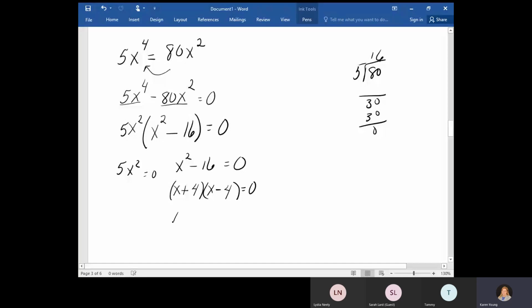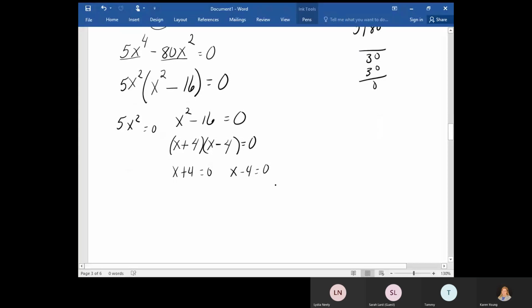And then I've got to set both of these factors equal to 0. They're going to change signs, if that's what you mean. Yeah, they would just change signs. The x plus 4, x minus 4 is conjugates, right? Yes. Okay, I see where you're getting conjugates now. When I'm factoring, I just call it the difference of two squares. But yeah, they are conjugates. You're absolutely right.